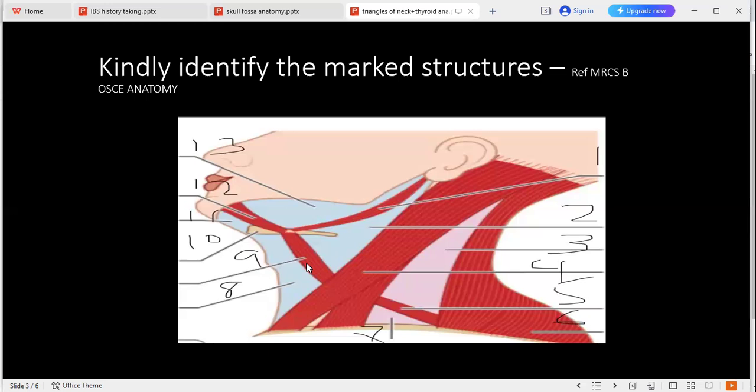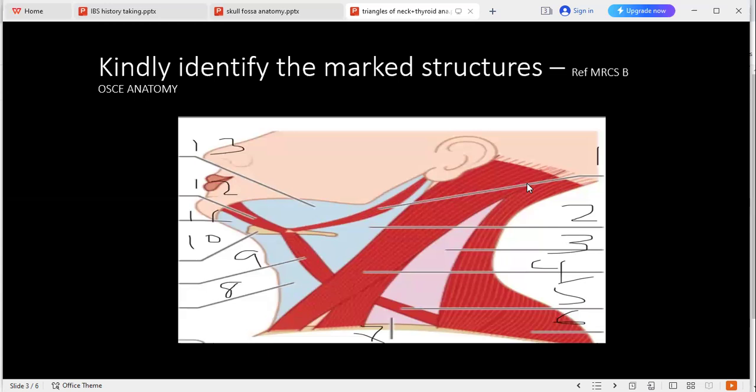Okay. Right. Can you tell me the boundaries of the posterior triangle? Okay, so anteriorly by the posterior border of the sternocleidomastoid, posteriorly by the anterior border of the trapezius muscle, and inferiorly by the middle third of the clavicle. The apex is formed by the union of the sternocleidomastoid and trapezius at the occipital bone.